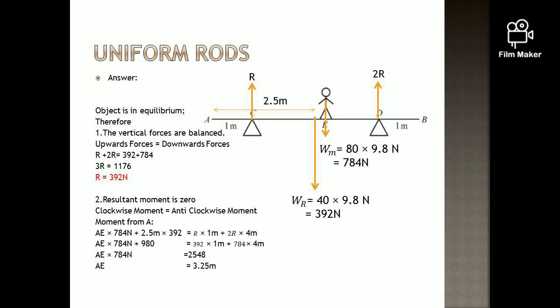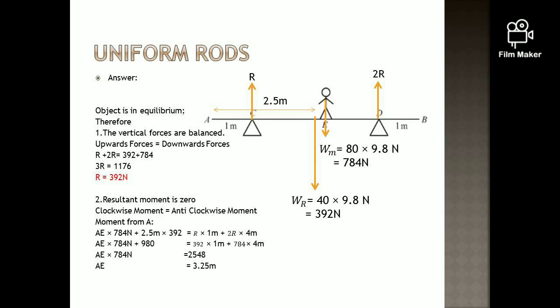the moment due to the weight of the rod. I can calculate that moment by 2.5 into 392. So you can understand that if you consider from corner A, the moment due to the weight of the man and the weight of the rod should both be clockwise, equal to the anti-clockwise moments.